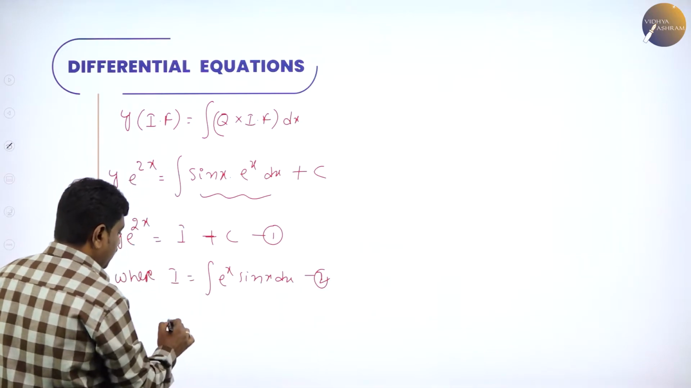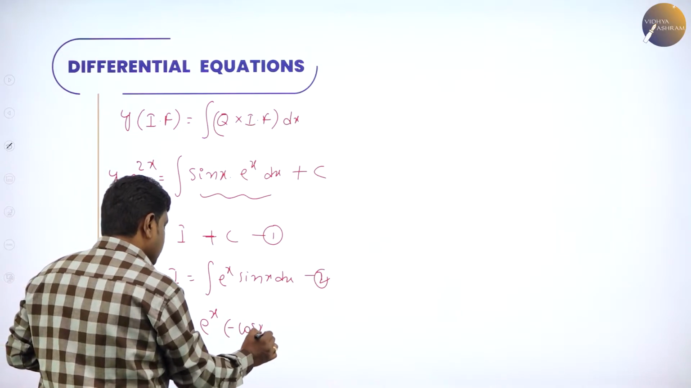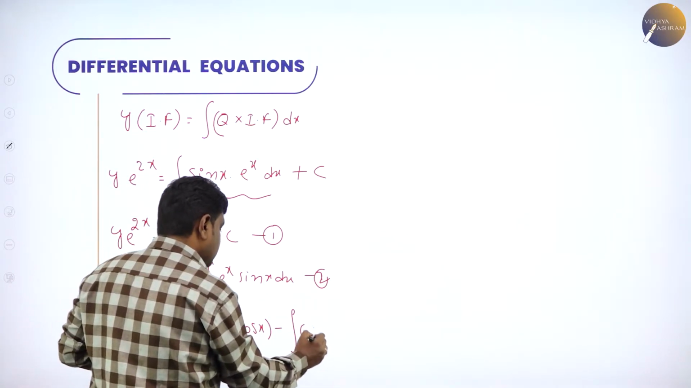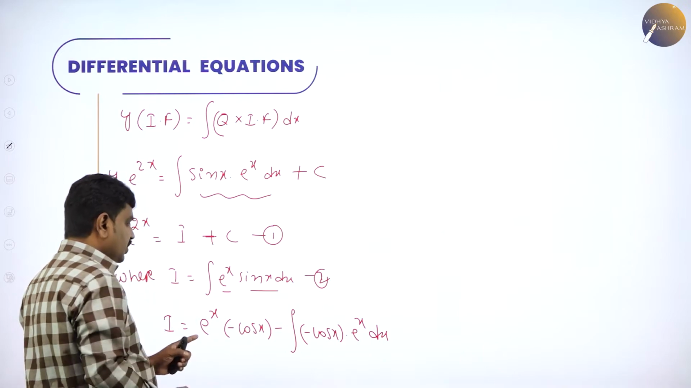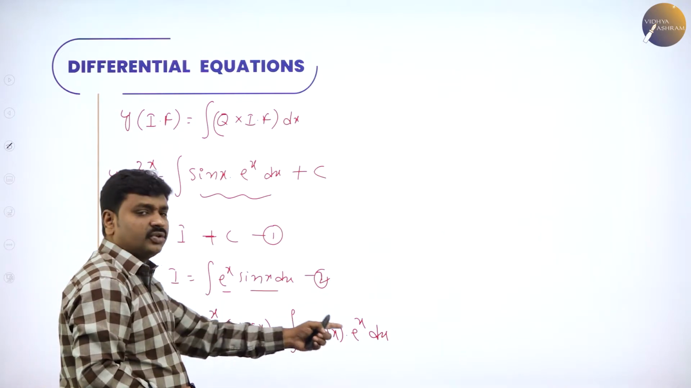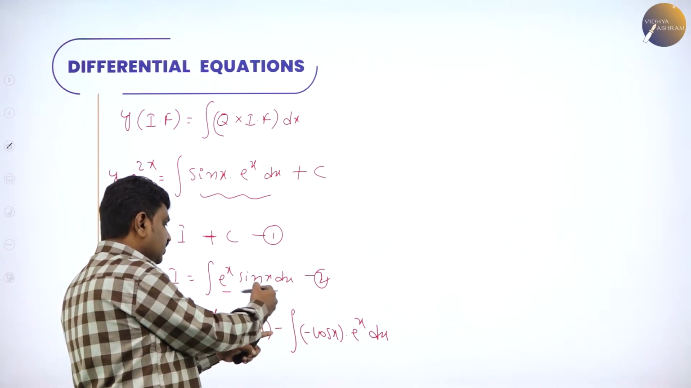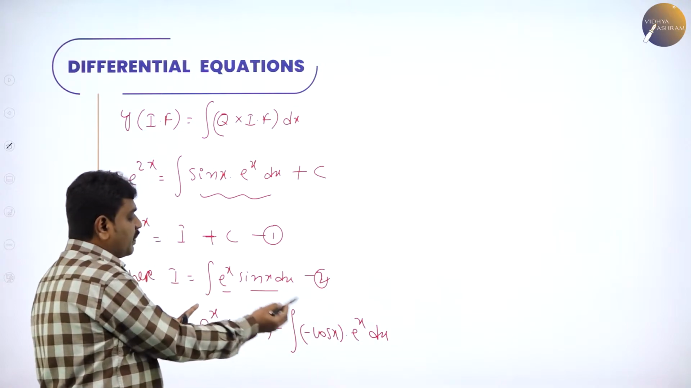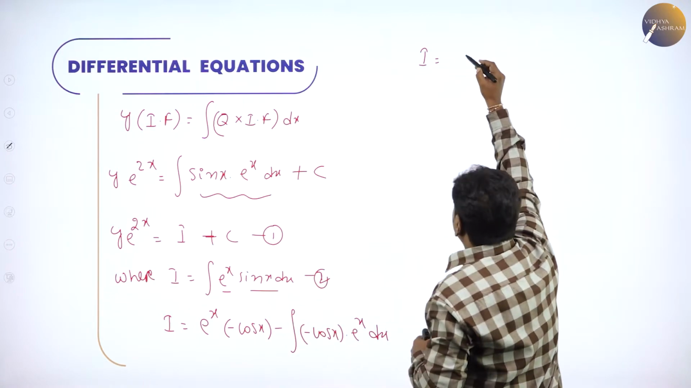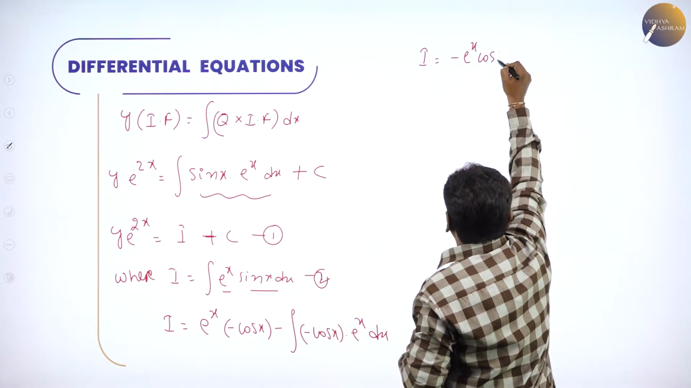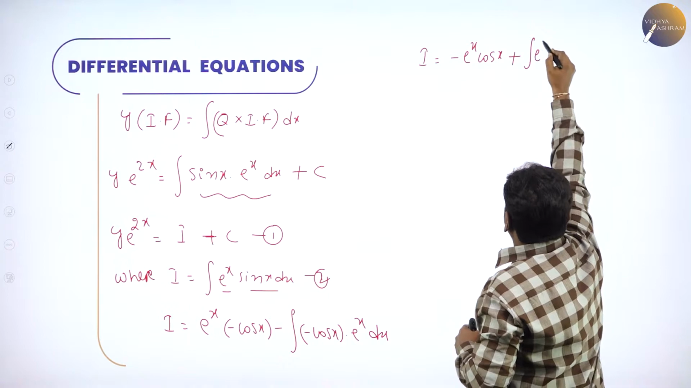Now parts: first function into integration of second, minus integration of second into derivative of first. So first is e^x, integration of sin x is minus cos x, minus integration of minus cos x into derivative of e^x, which is e^x, dx. Further we have I is equal to minus e^x cos x, then minus into minus becomes plus integration of e^x cos x dx.